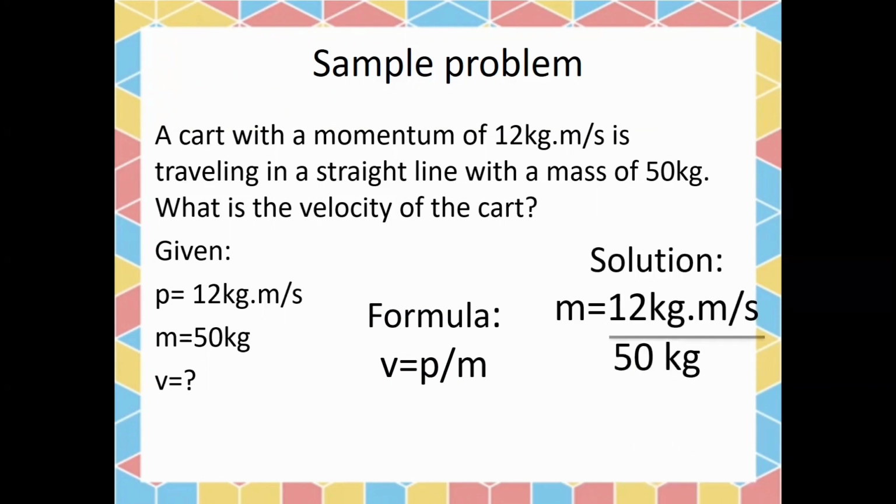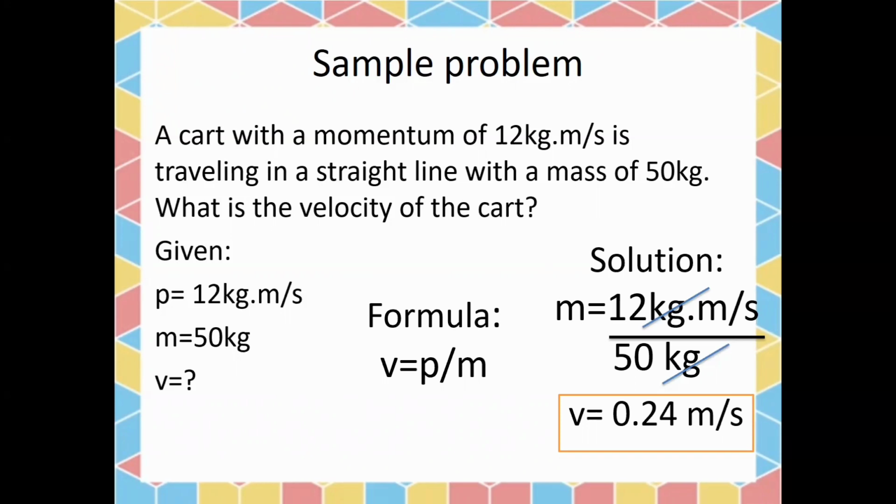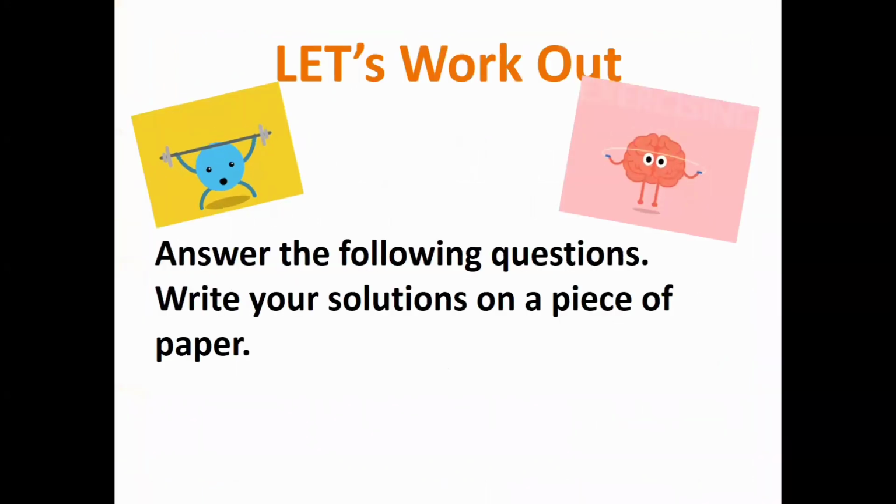kilogram meter per second divided by 50 kilogram. Since there is like unit, we're going to cancel them out. 12 divided by 50. All right. 12 divided by 50 is 0.24. Copy the remaining unit, that is meter per second. So the velocity is 0.24 meter per second.